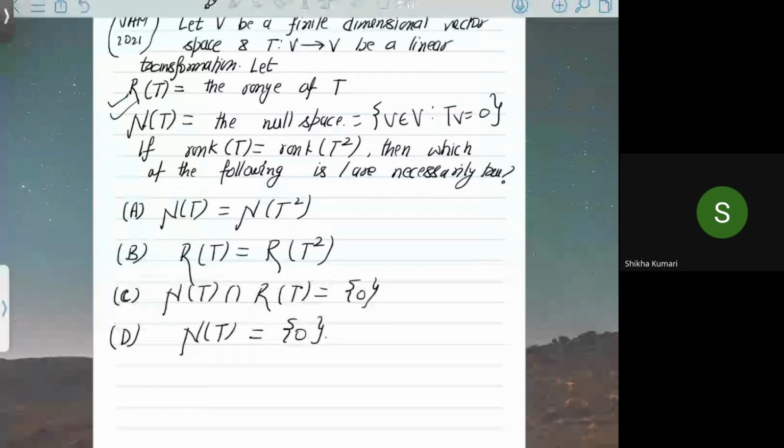Okay, so can somebody tell me the statement? Meanwhile, I'll just connect the charger to my iPad. Anybody? Rank nullity theorem? Come on, it is very basic. You should know this before giving.